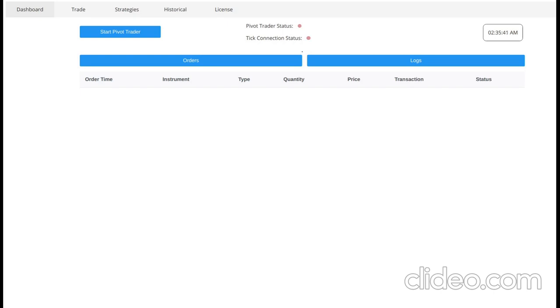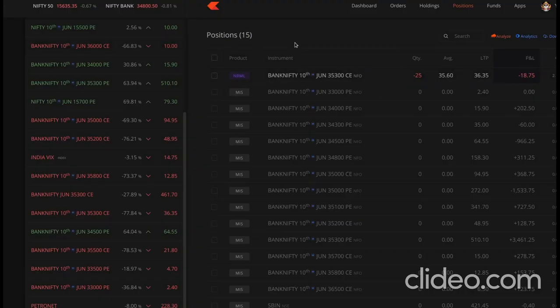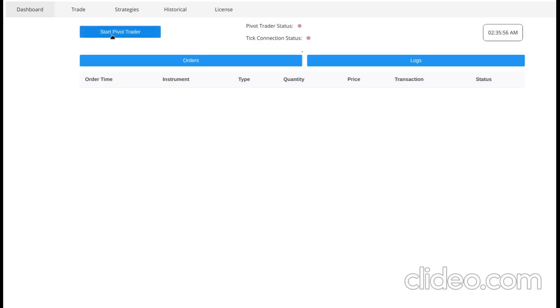So I will just reiterate that for the Pivot Trader to work, you don't need to subscribe for the Zerodha API. You just need to log into your Zerodha account using the Google Chrome browser and then start the Pivot Trader. I've just started the Pivot Trader. Let's wait for it to get started. Yeah, as you can see, both the status become green. That means it's now good to go.